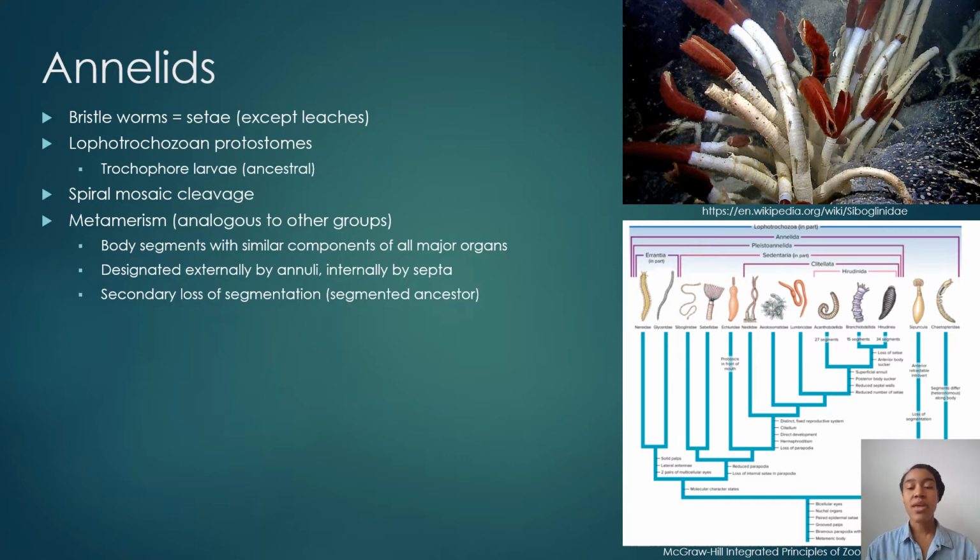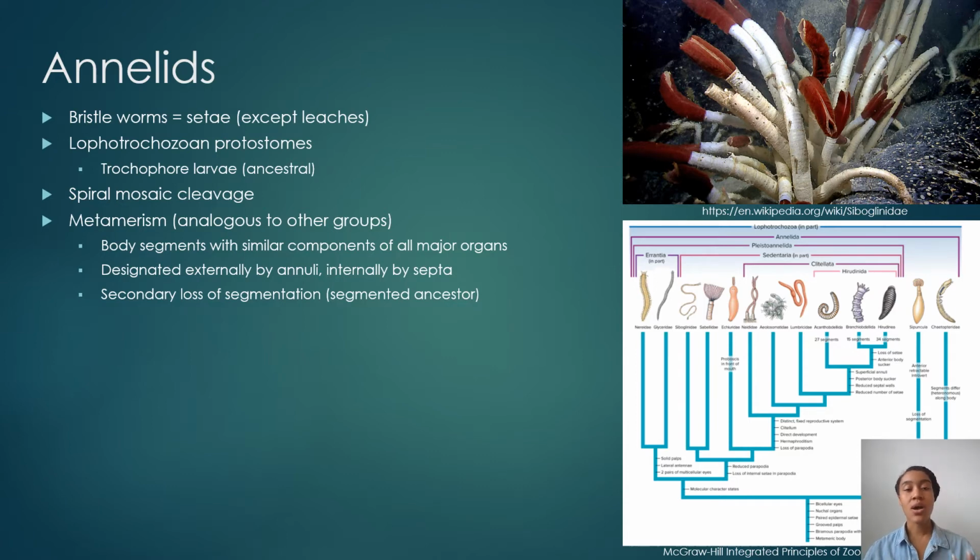The metamerism in annelids is pretty apparent. They're designated on the outside via something called annuli. So when you see a worm, and we'll see some pictures in a minute, I know we've all seen an earthworm. It has those rings on them. Those are the annuli that you can see on the outside. But segmentation also extends to the inside of the worm as well. So each of those segments is designated by something called a septa. So each segment has its own kind of walls that divide each segment from one another.